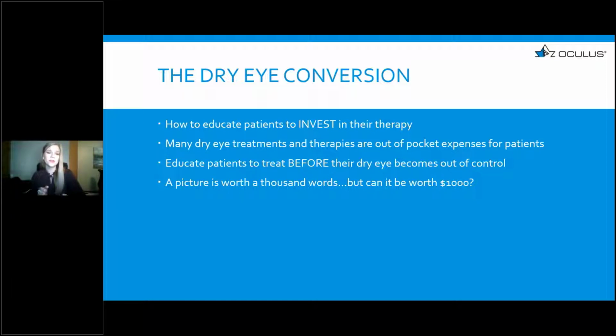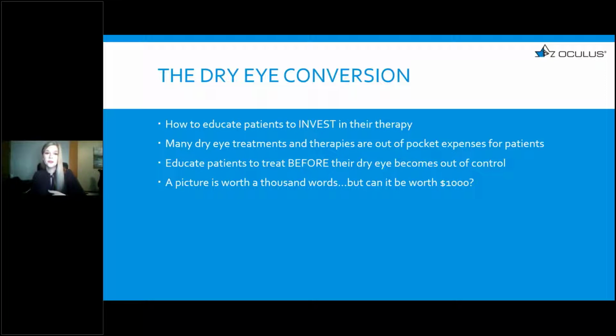So the main thing you want to do is you definitely want to educate your patients before they get out of control. You don't want to wait until their eye is 3+ SPK and they're using drops every single hour. You want to get those patients when they're having contact lens discomfort or dropout. You want to get them when they just start using artificial tears, or maybe even when they're asymptomatic.